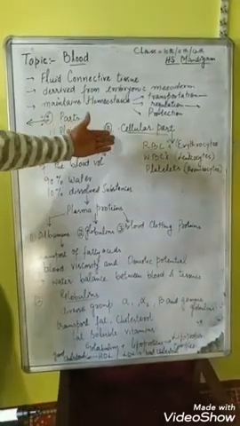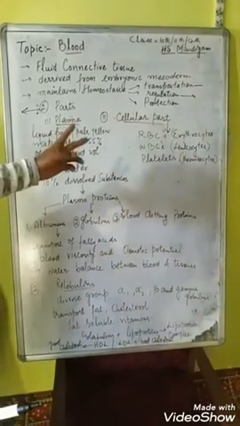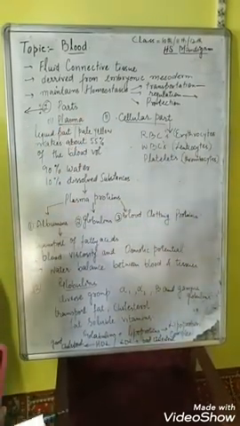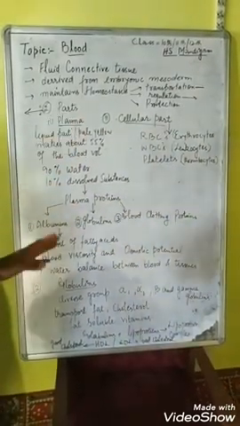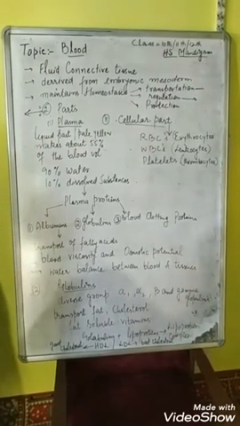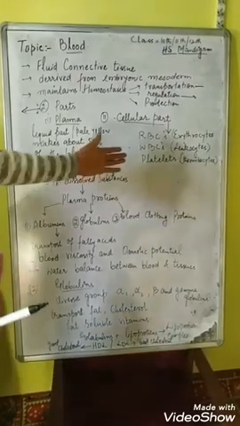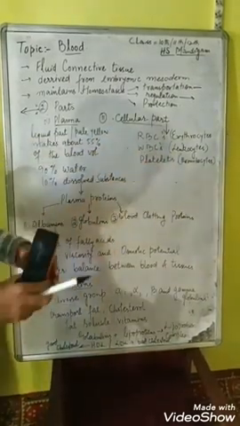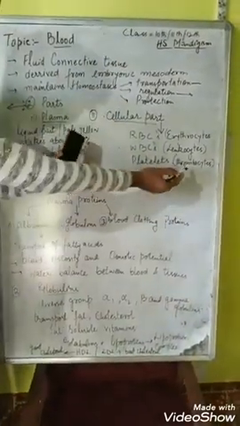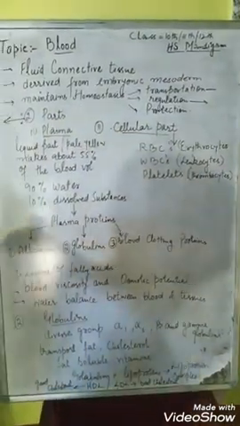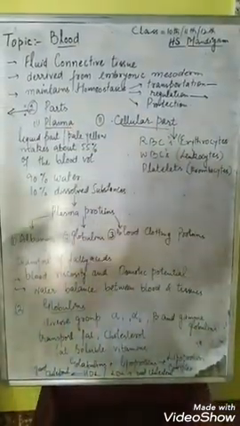Now, talking about the cellular part, there are different types of cells, which are RBCs or red blood corpuscles called erythrocytes, then white blood corpuscles called leukocytes, and then platelets, which are also called thrombocytes. I would like to discuss them one by one.